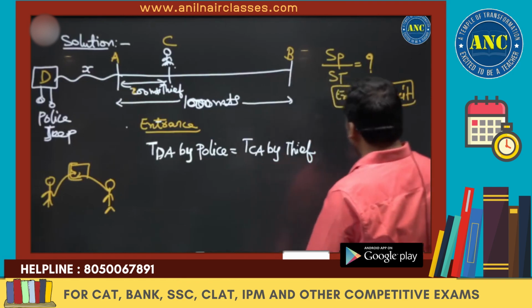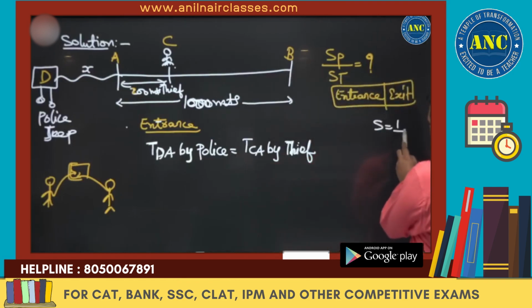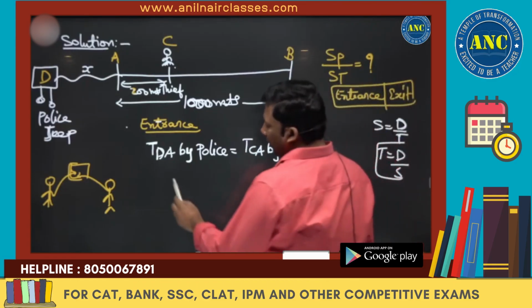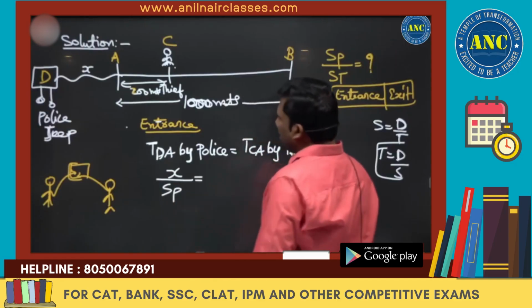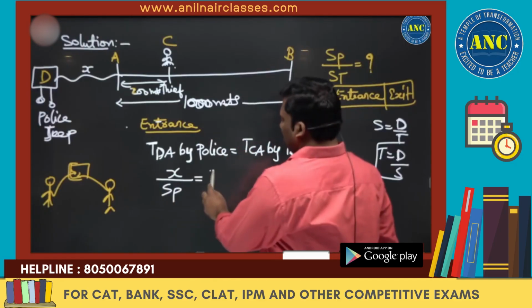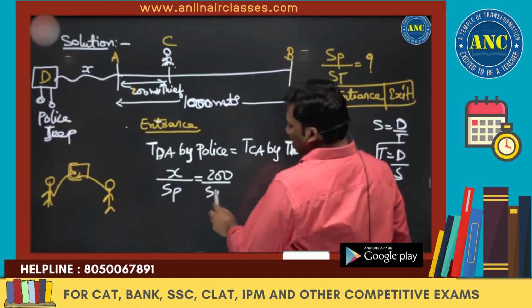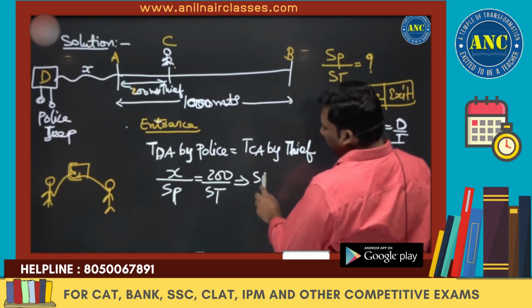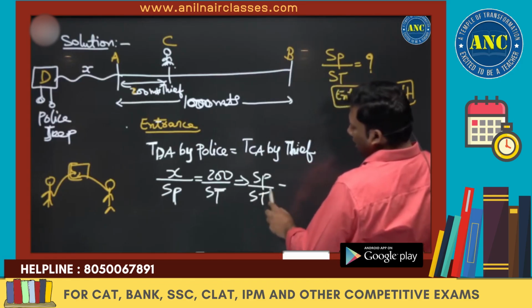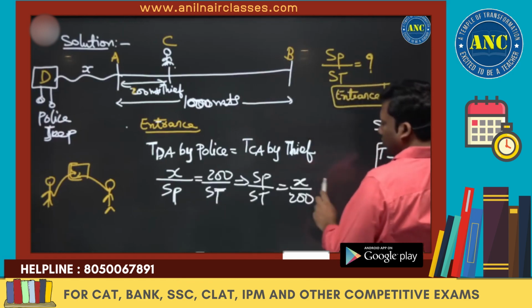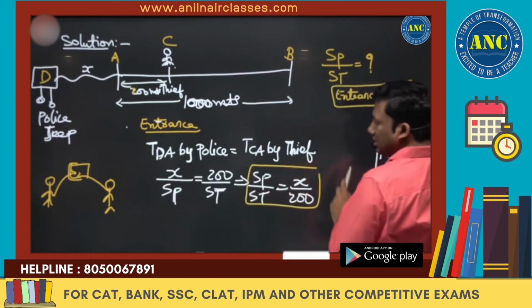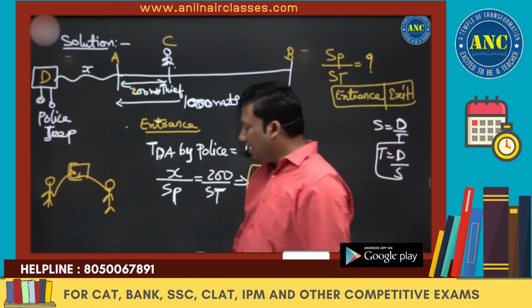Speed is distance by time. Time is distance by speed. The distance by police, we don't know, is X, and the speed is SP. For the thief, this distance is 200 and the speed is ST. So the equation is SP by ST equals X by 200. I hope the idea is clear. This is at the entrance.